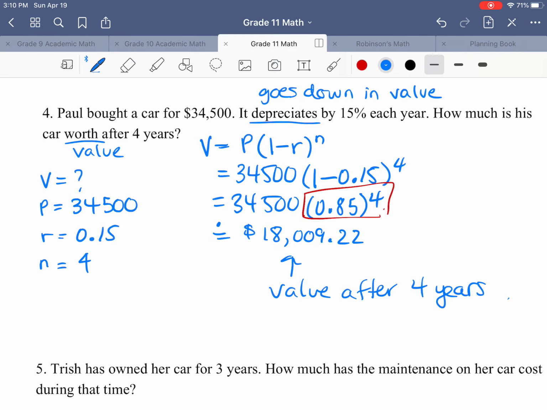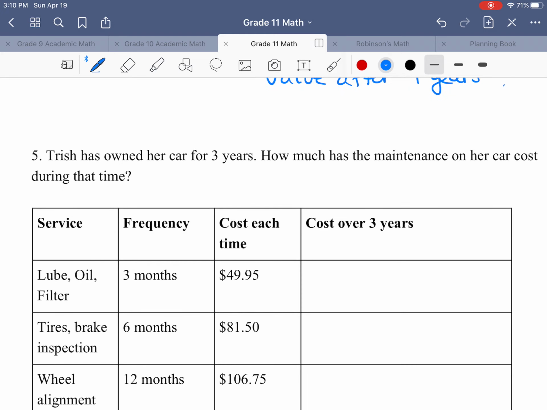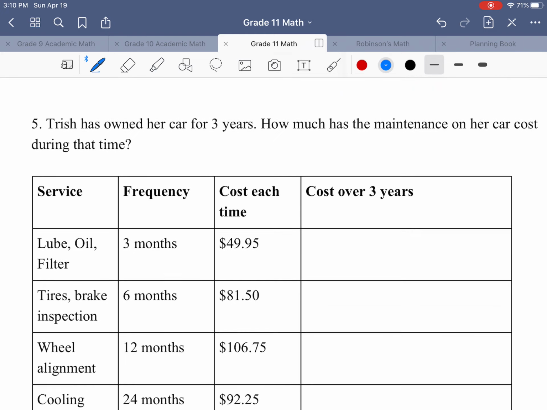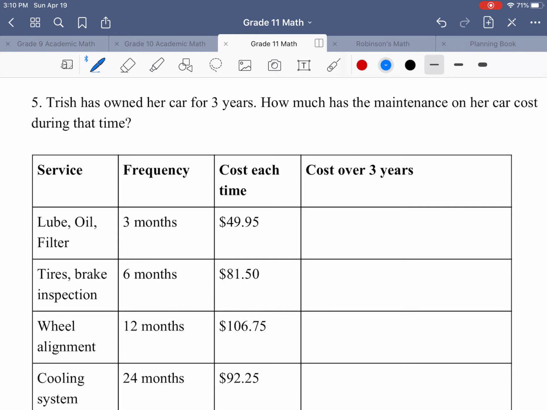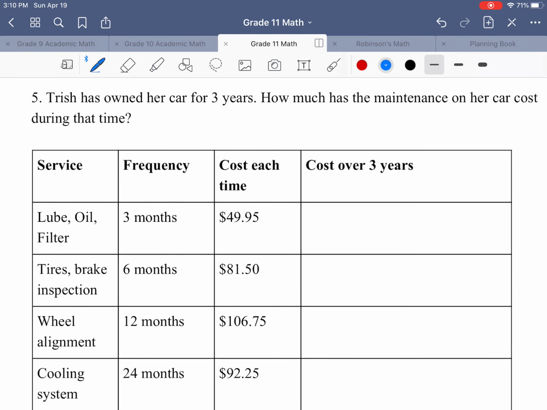Lastly, let's look at a car scenario that deals with maintenance costs. We have Trish, who has owned her car for 3 years. How much has the maintenance on her car cost during that time? We're going to look at a bunch of different services that people typically have done on their car, put into 4 different groupings, along with the frequency, which is how often you should have it done. For example, the lube, oil, and filter change should be done approximately every 3 months.